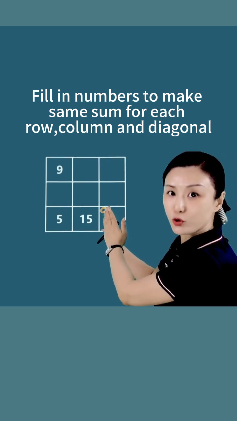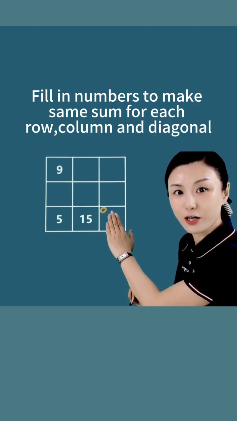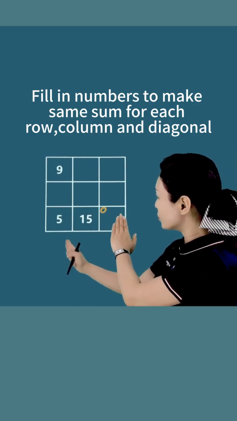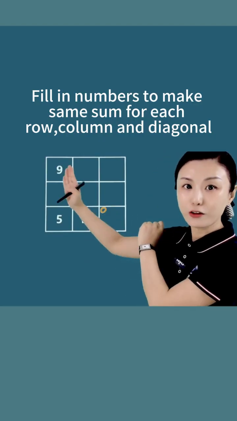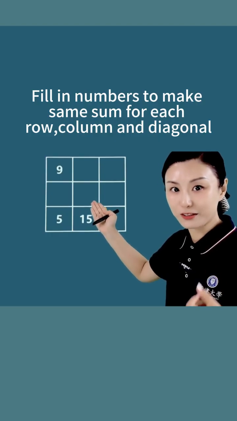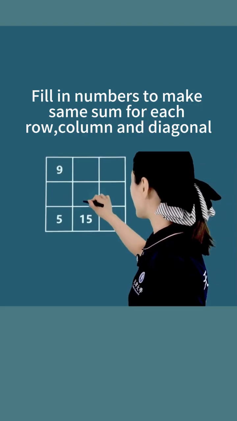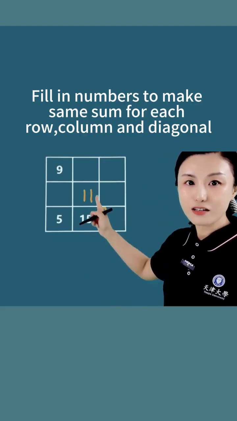If we set aside this common number, what's left? Have you noticed what kind of equivalent relationship appears? In other words, 5 plus 15 should be equal to what? 9 plus the number in this square, right? So can we find the number in this square? What is it equal to? 5 plus 15 is 20 minus 9. So here it is 11. All right, now we found the number here.